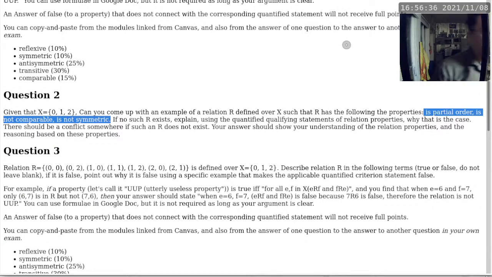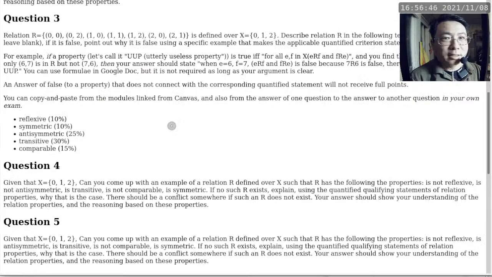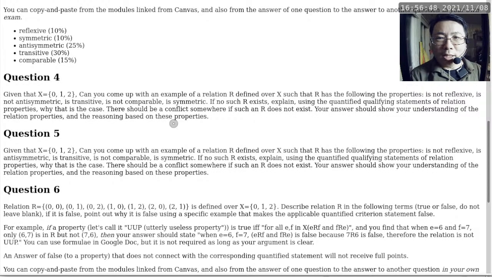Oh, it's definitely symmetric, but it's not needed, so it's okay. Whether it is symmetric or not is not important. All right. Since this is the kind of question that people might have more problem with, let's pick another one and see if this one is a little bit more challenging. Question number 4. It requires not symmetric.